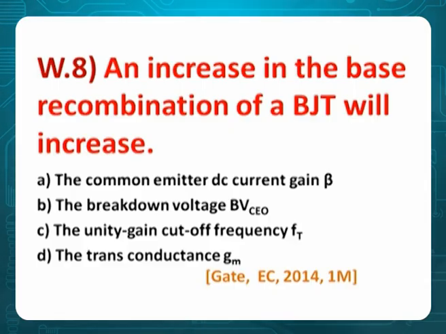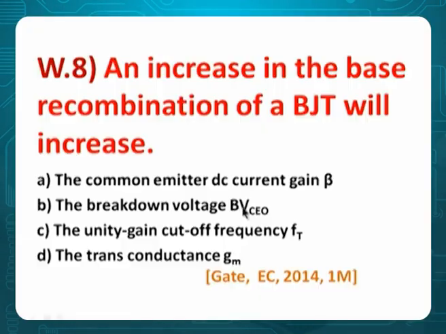8th one. An increase in base recombination of BJT will increase. Suppose the base recombination is increased, what will happen? If the base recombination increases, first of all, collector current will decrease. When the collector current decreases, automatically beta decreases. So which one will increase? Beta decreases, but he says increase, no? Breakdown voltage increase, the unity gain cutoff frequency, transconductance. This is a question asked in the exam.